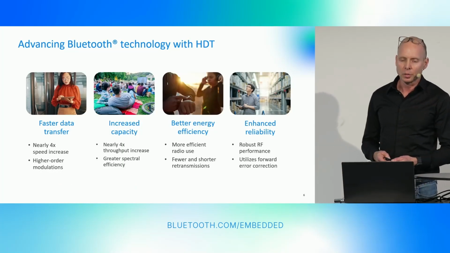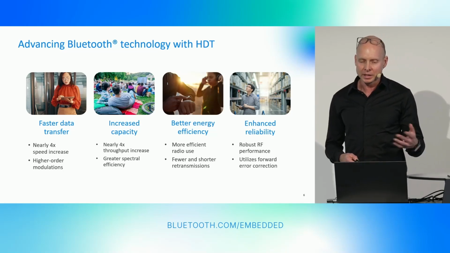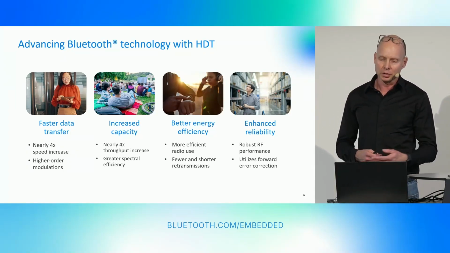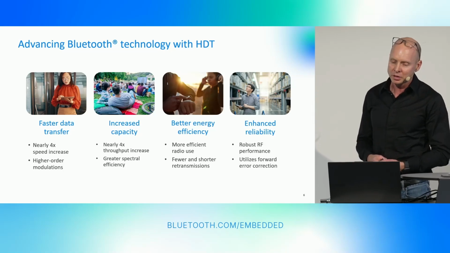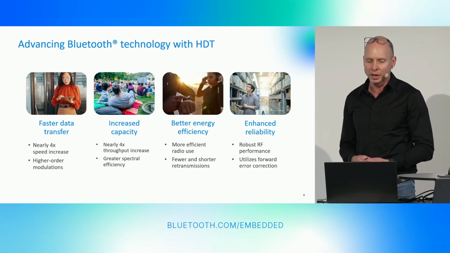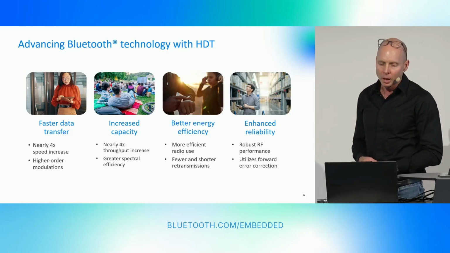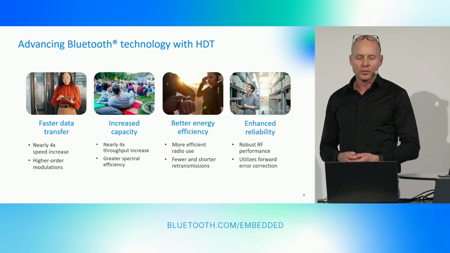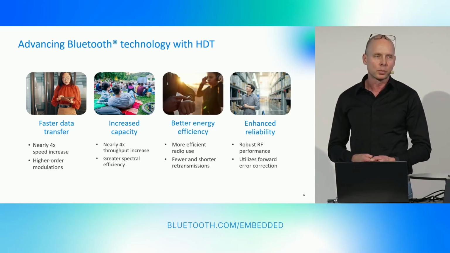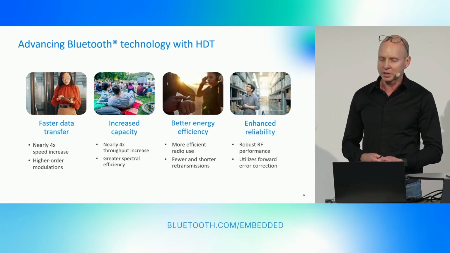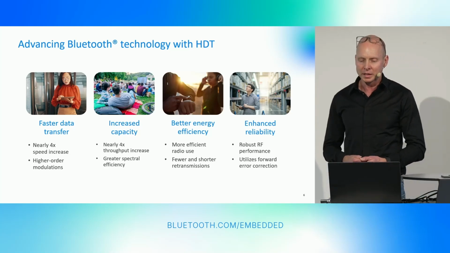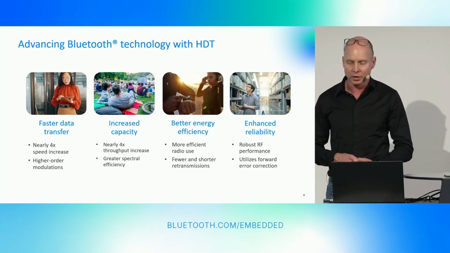Okay, so out of the gate, like I said, HDT is going to enable faster data transfers thanks to the higher bit rates, right? That's going to be nearly quadrupled compared to today's max achievable bit rate with the 2M PHY. The faster data transfer is going to be enabled primarily by adding support for higher order modulation schemes. That's going to allow us to encode more bits into every symbol that we're transferring.